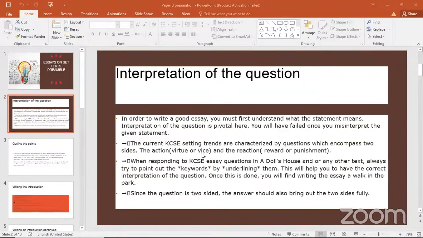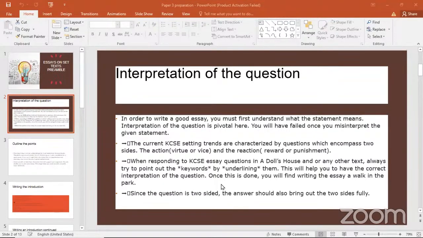A vice, a negative, something we do not advocate for. Greed, for example, can be considered a vice. Betrayal, etc. Vices have punishment. So they always have two parts. You need to also see that. Can you actually identify the two parts of the question? Because once you identify the two parts, you must capture the two parts at the end of your paragraph.